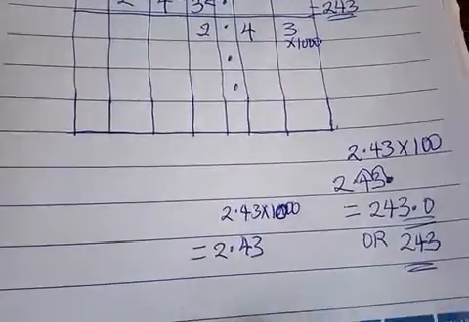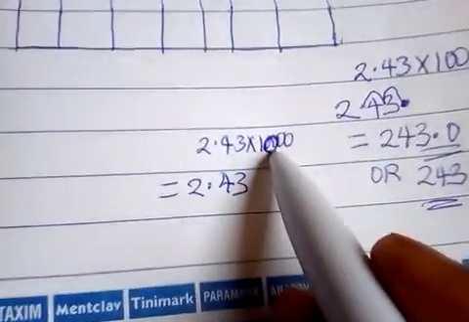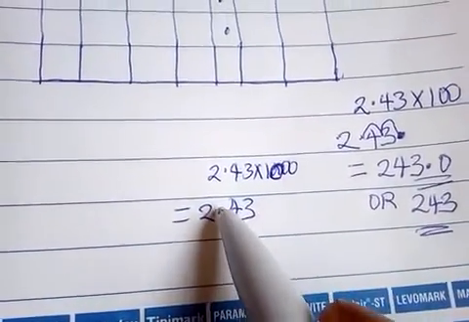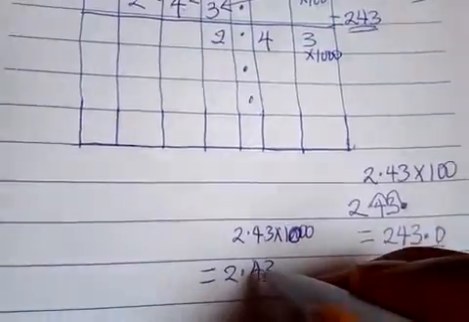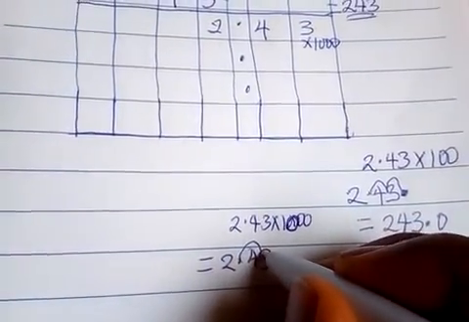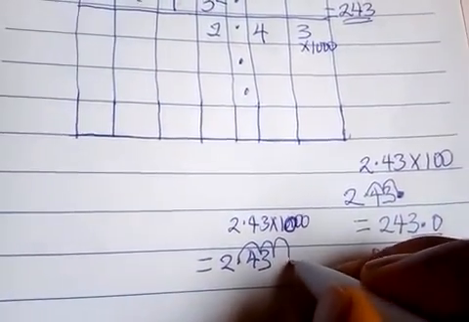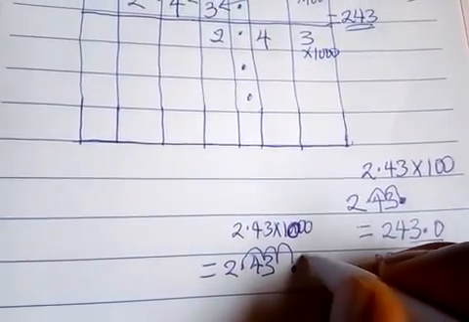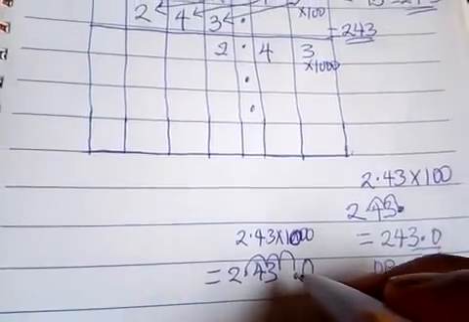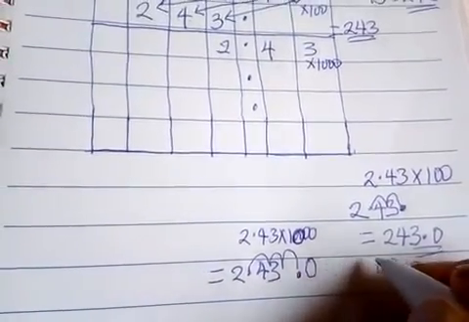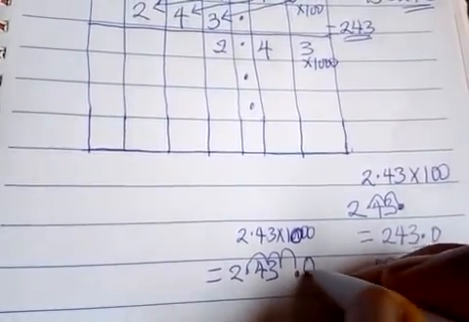So 2.43. Now how many times are we going? How many zeros do we have here? 1, 2, 3. So we take the period 3 times. 1, 2, 3. So our period ends here. Where it ends, you put a 0 after, or you ignore. But when you have values in between, you must put your 0. So let's just place it here.